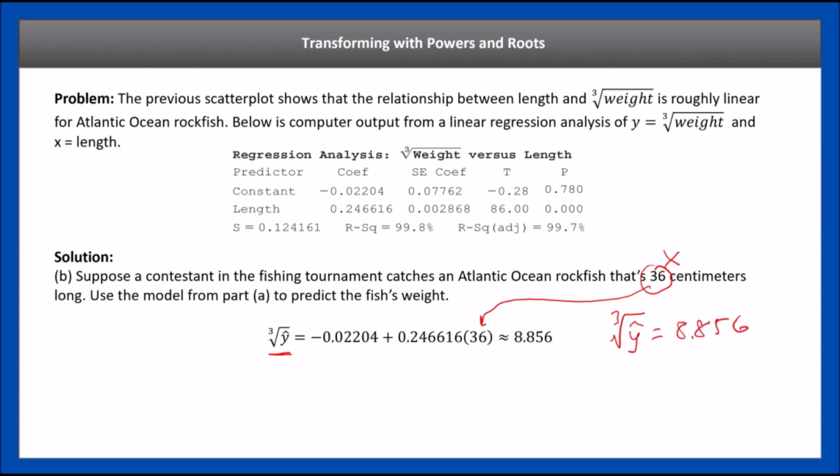So how do we get y hat? Well, we got to cube both sides. We got to raise both sides to the third power. That's the only way we can get rid of that. Okay, and so y hat is equal to that cubed. So that's what we do. We cube the 8.856 and we get 694.6 grams. All right, so pretty close to what we had for our prediction before. All right, so that's A and B.